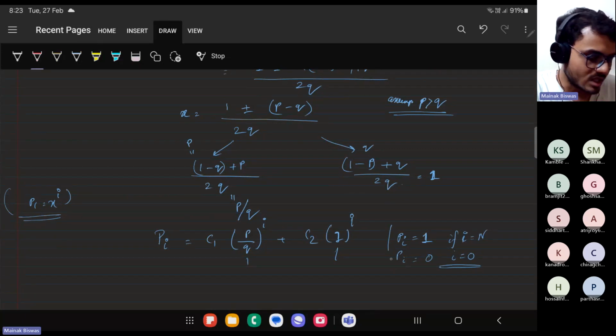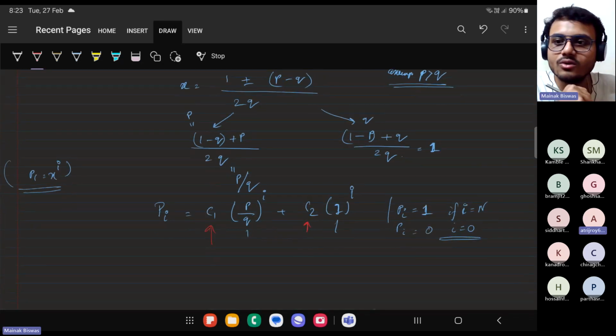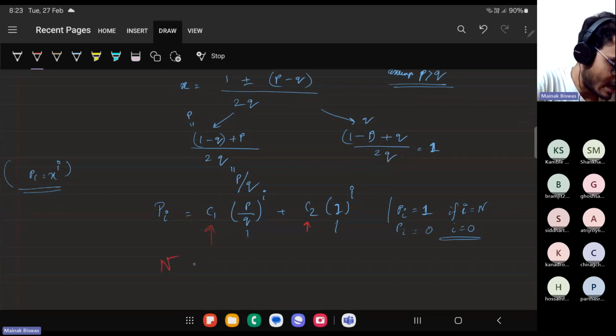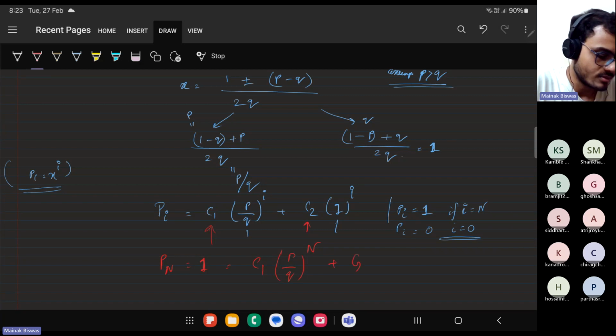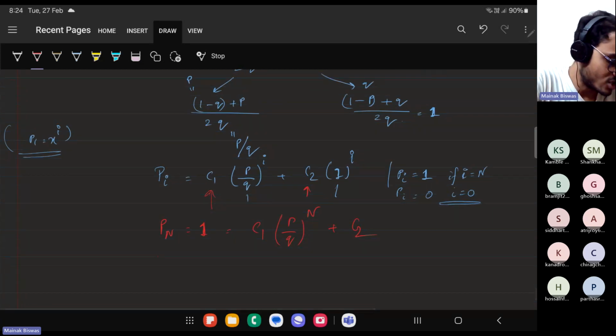Since you have two constants, C1 and C2, do you agree? You need two base cases to get the values of C. If you start from state n itself, where the person has n coins to begin with, what will happen? You have already won, so the probability is 1. So probability of n is equal to 1 is equal to C1 into p by q to the power n plus C2. I'm just putting in the value. Think of it as a function, and similarly, if I start with 0, I have no probability of winning.